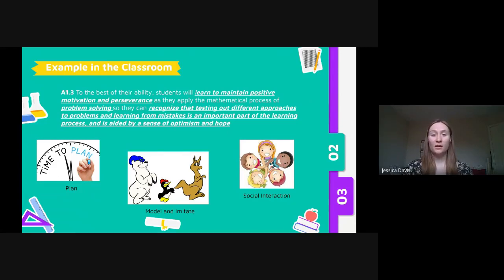Then with the environment, it's very important that we create a safe and welcoming environment for our students where they feel comfortable to take risks, and also have an environment where you have visuals up that show that perseverance is accepted and learning from your mistakes is accepted, so that students can interact with that environment, model it, imitate it, and then have those skills themselves.